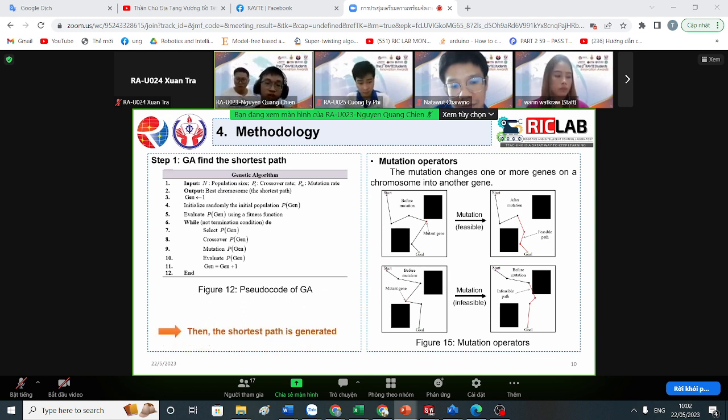After each loop we will get a sorted population of paths, and over the generations we will get better paths, and at the end we will get the optimized path when we use the genetic algorithm.